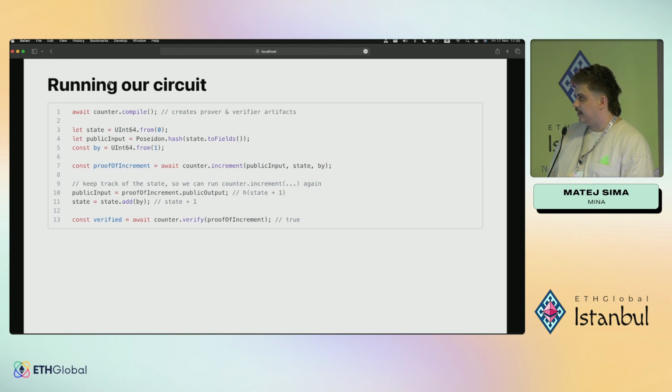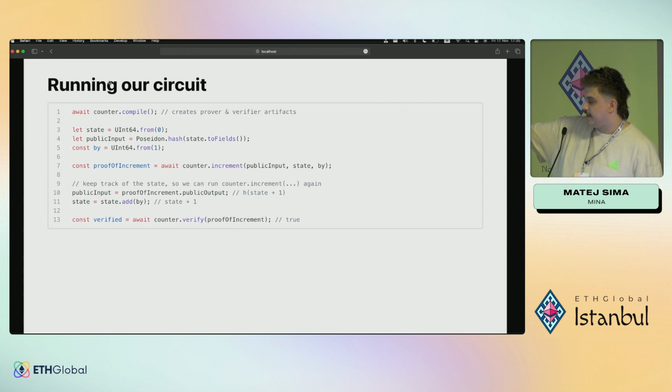So how do we run the circuit? First you have to compile it, as I've said. That gives you a prover and a verifier key. The compilation itself is pretty expensive. So depending on your hardware, we are talking at least tens of seconds.